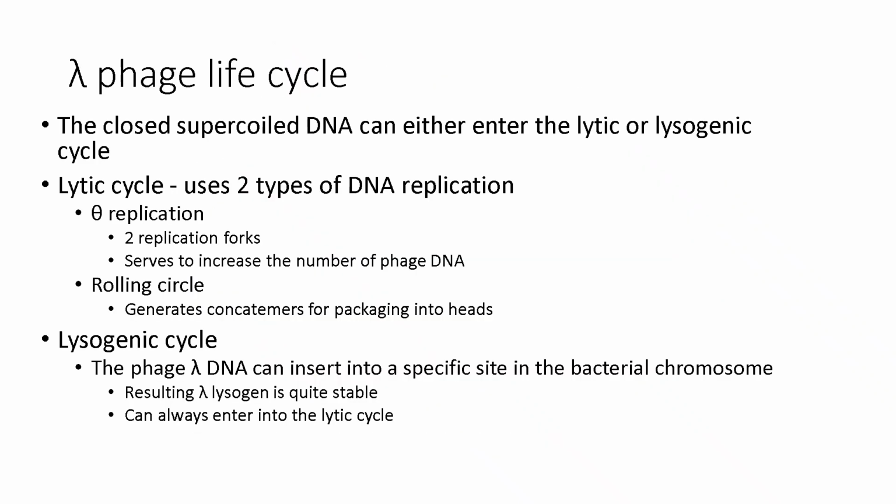In the lytic pathway, lambda DNA first replicates using theta replication to increase copy number, followed by rolling circle replication that generates concatemers for packaging. During lysogeny, the DNA integrates into the host genome at a specific site, forming a stable lambda lysogen. This lysogen can re-enter the lytic cycle if triggered by stress or environmental cues.